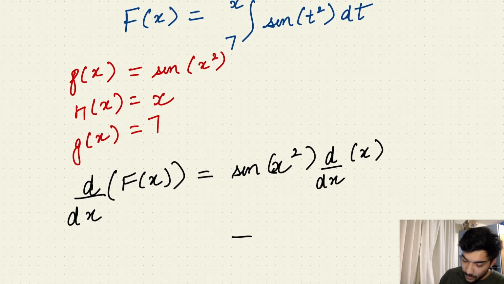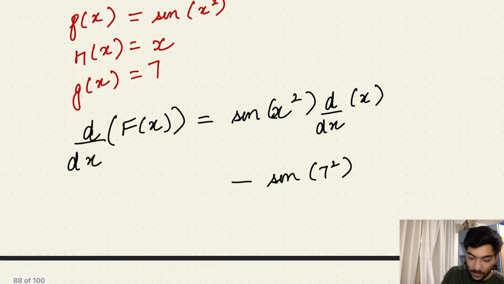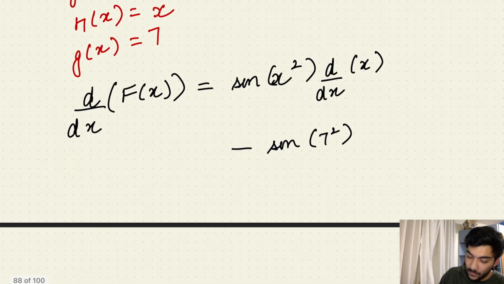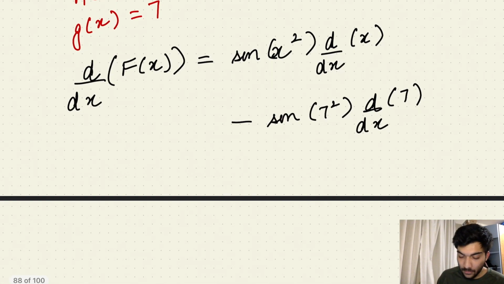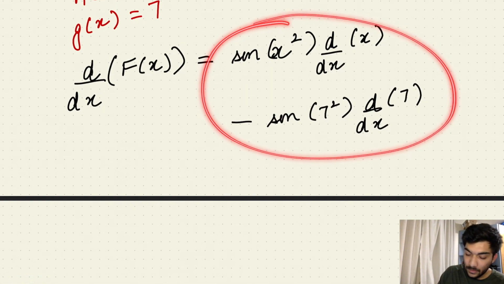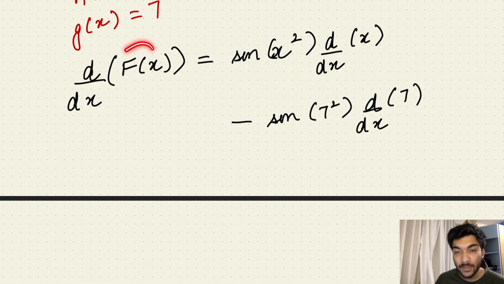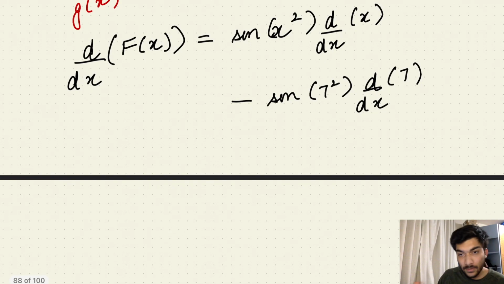And now similarly we'll do the same thing for g of x. Since our g of x is 7, if I substitute 7 into this function, I'll get sine of 7 square. And similarly, you have to take the derivative of g of x. So the derivative of g of x would be d by dx of 7, right? And now if we calculate this expression, we will basically get the instantaneous rate of change of capital F of x with respect to x. So now let's evaluate this.